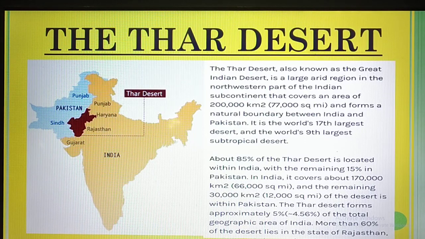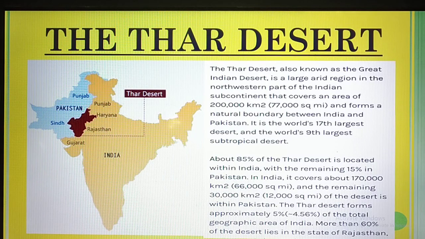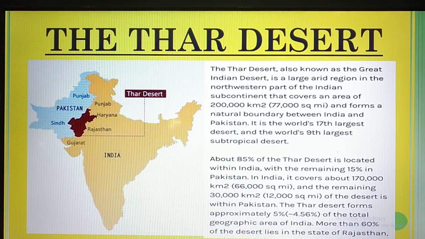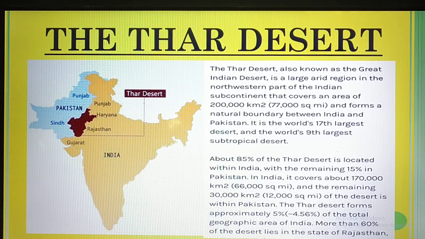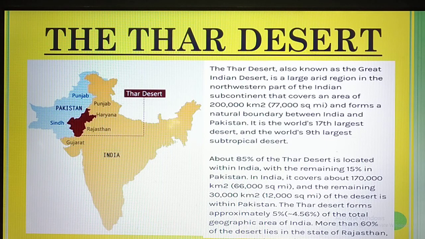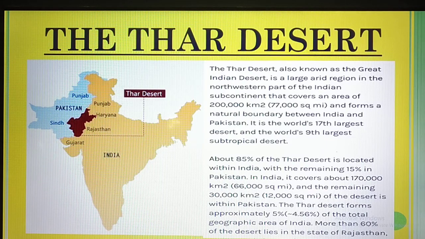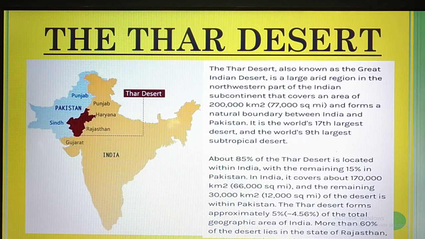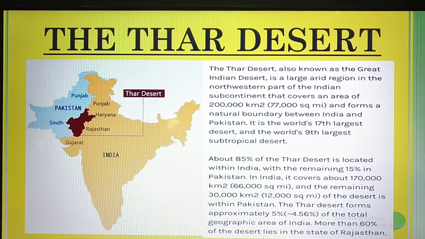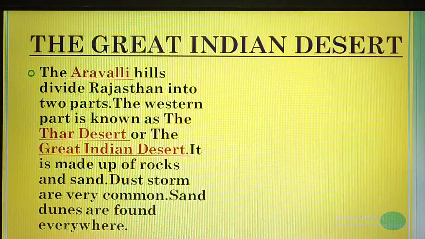About 85% of the Thar Desert is located within India, with the remaining 15% in Pakistan. In India, it covers about 170,000 square kilometers and the remaining 30,000 square kilometers of the desert is within Pakistan. The Thar Desert forms approximately 5% of the total geographic area of India. More than 60% of the desert lies in the state of Rajasthan.